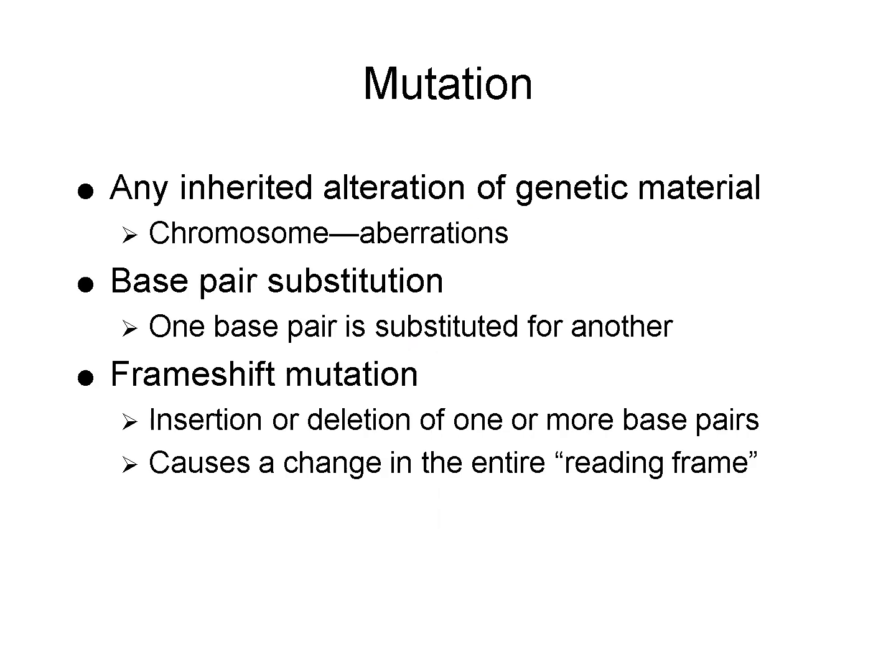A mutation is any inherited alteration of genetic material. It can involve large changes in the structure of chromosomes, called chromosome aberrations. One common type of mutation is a base pair substitution, where one base is swapped out for another. Another serious type is a frameshift mutation, which happens when a base is inserted or deleted. This shifts the entire reading frame of the genetic code, often resulting in major changes to the resulting protein.